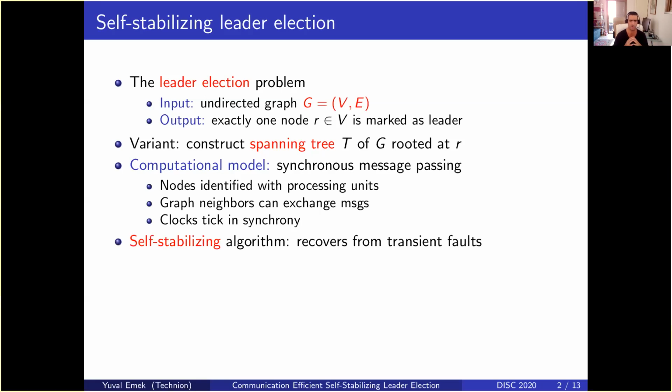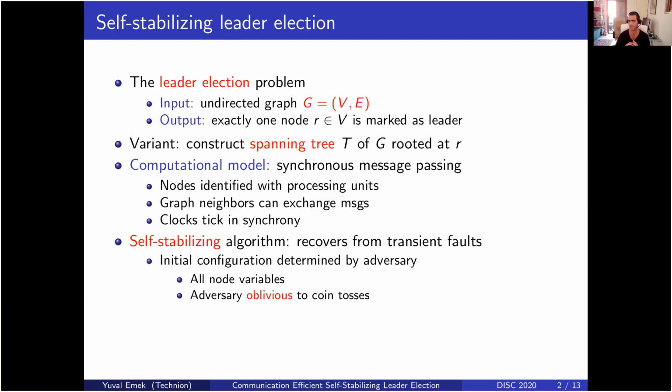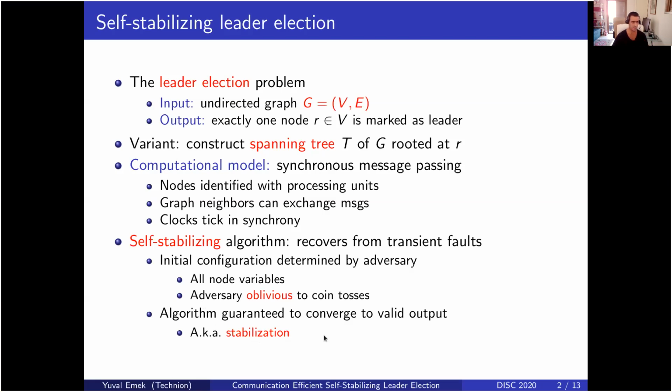Now, we would like to develop a self-stabilizing algorithm. These are algorithms that are guaranteed to recover from any combination of transient faults. More formally, we assume that the initial configuration of the algorithm, including all node variables, is determined by a malicious adversary. This adversary knows the algorithm, but is assumed to be oblivious to the algorithm's coin tosses, if any. And then the algorithm should be designed so that it is guaranteed to converge to a valid output from any such initial configuration. This is also known as stabilization.